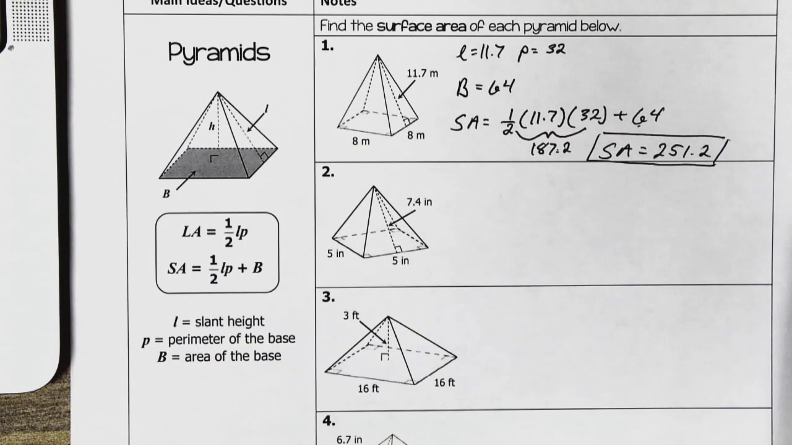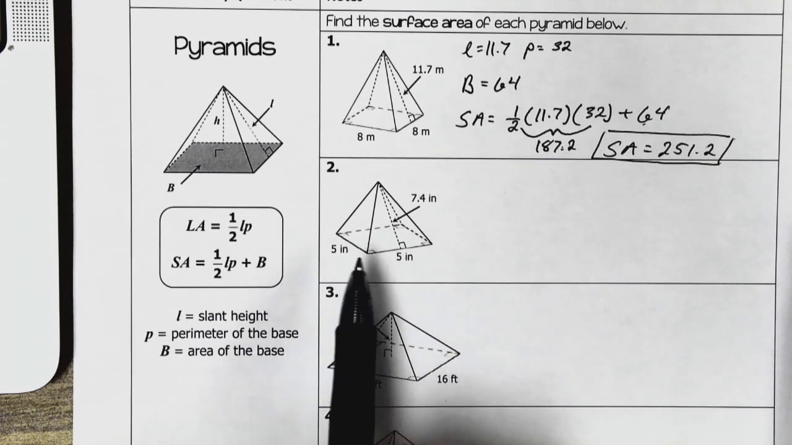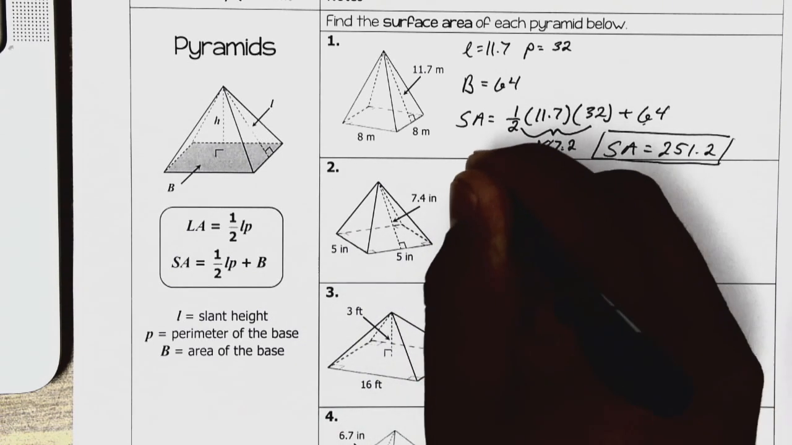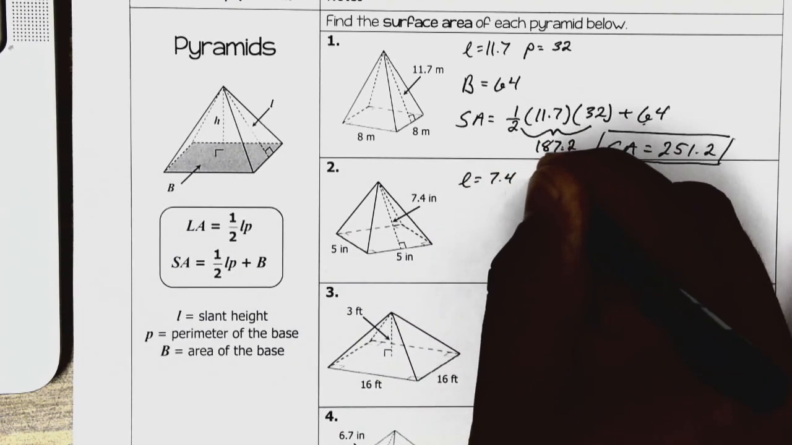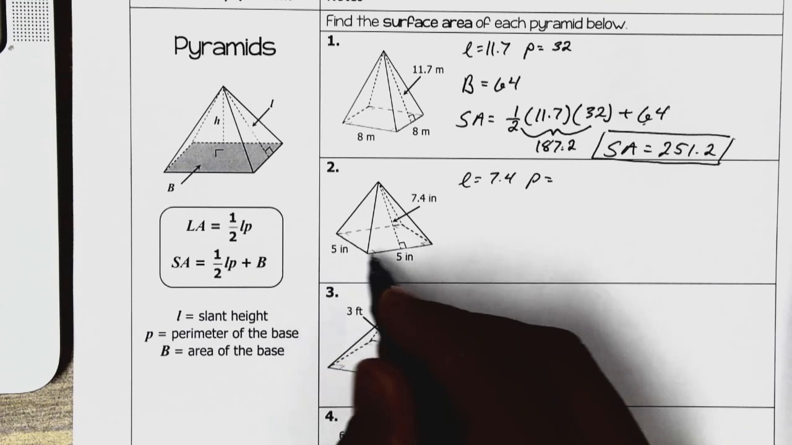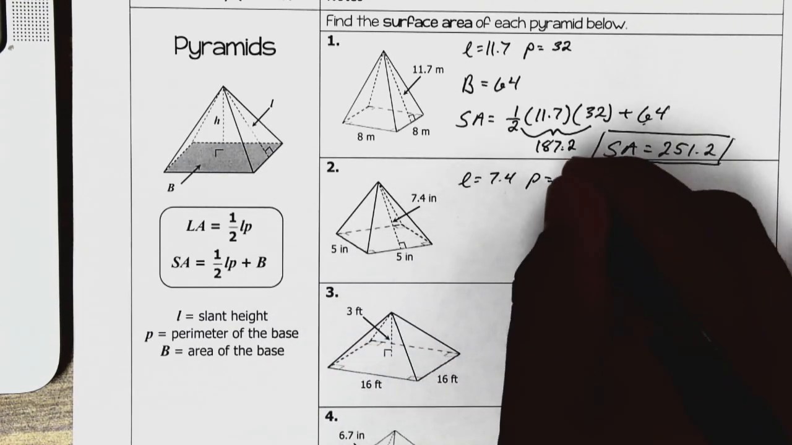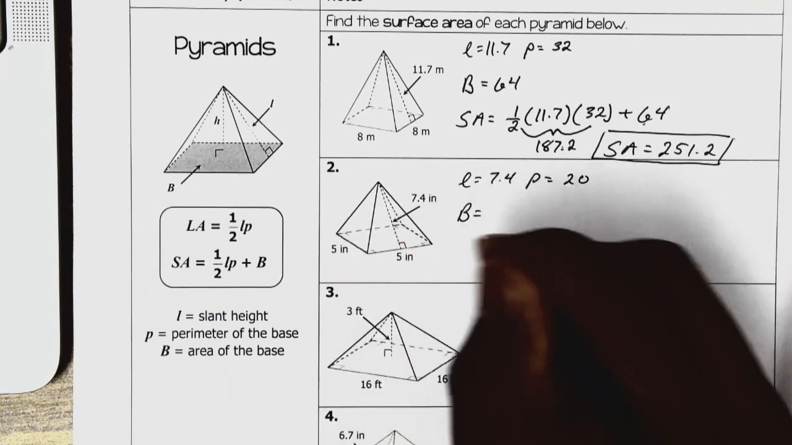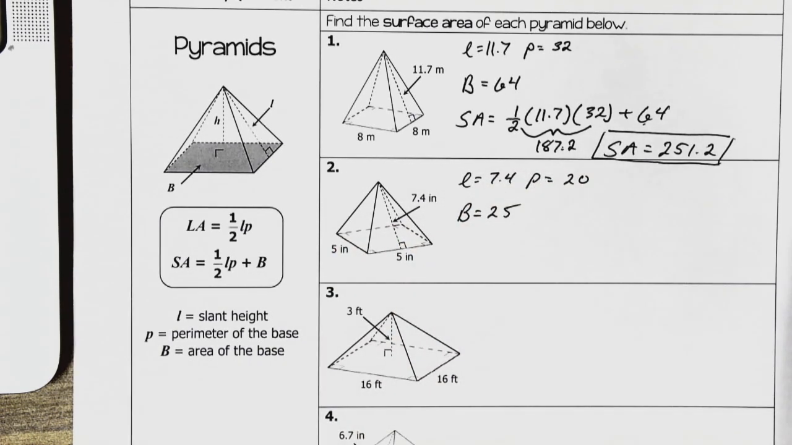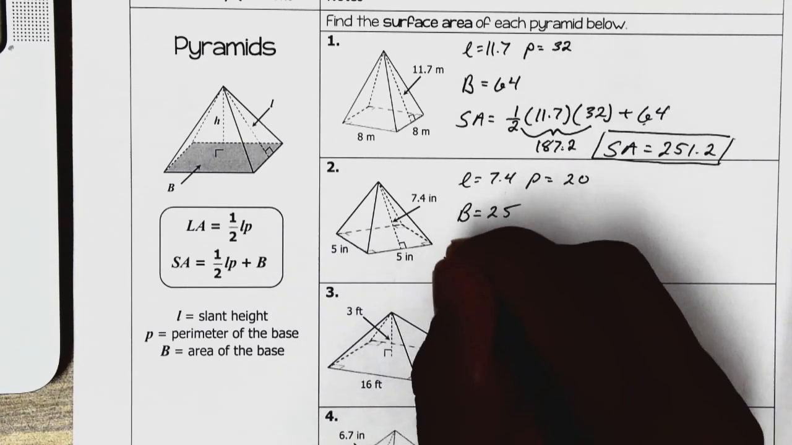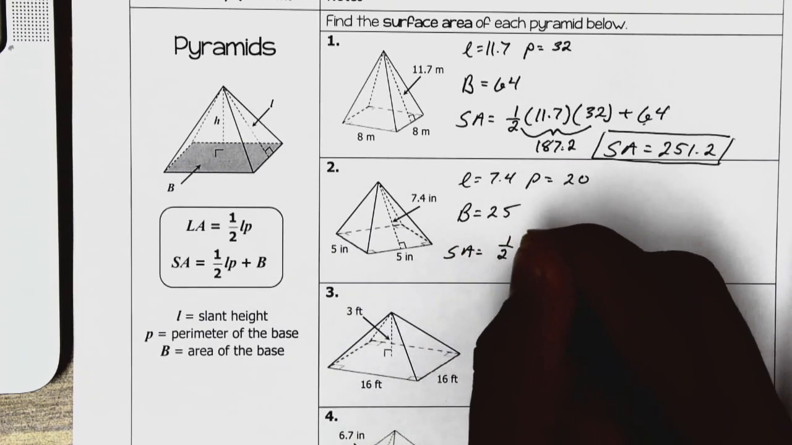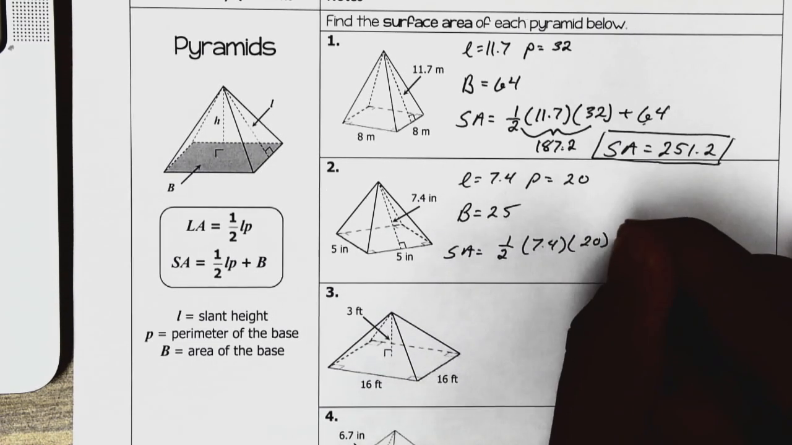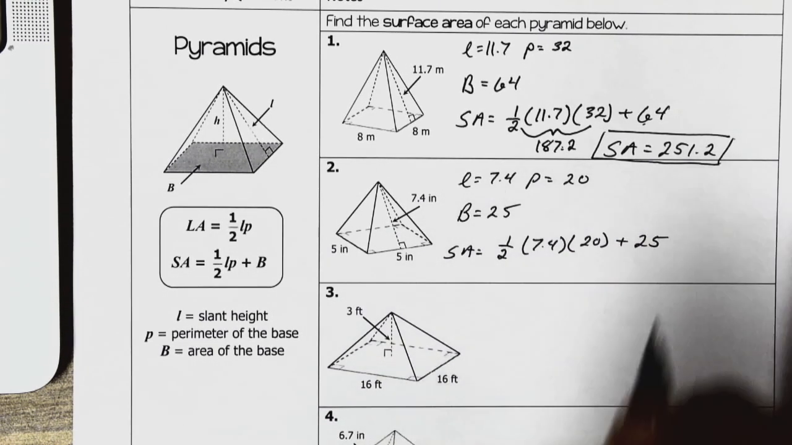All right, so the next example, it's another square pyramid. It gives us a slant height of 7.4, so that means L is 7.4. Perimeter, once again, it's a square, so it's 5 all the way around. So 5 times 4, which is 20. And because it's a square, the base is equal to length times width. So 5 times 5, which is 25. All right, so SA equals 1/2 times slant height, which is 7.4, times perimeter, which is 20, plus the big base, which is 25.